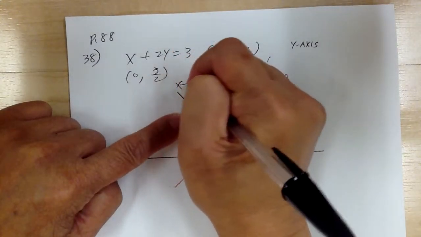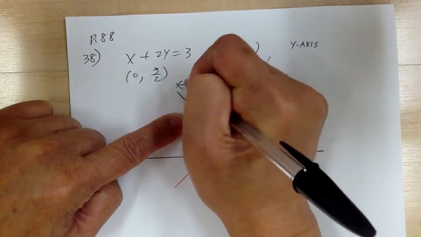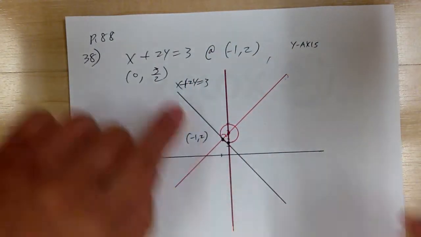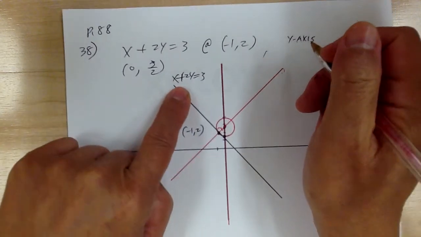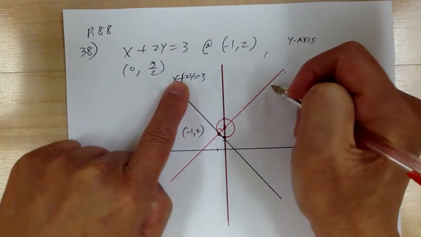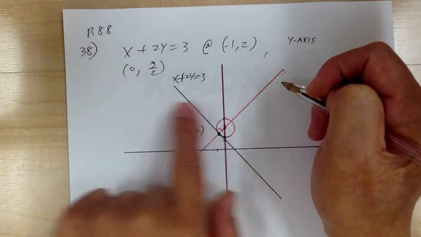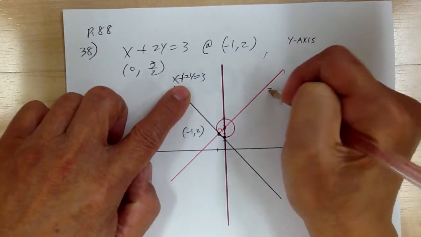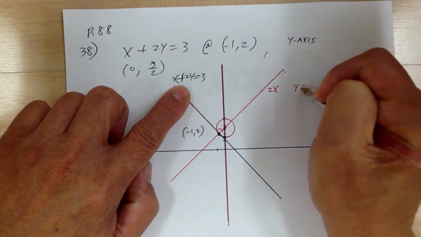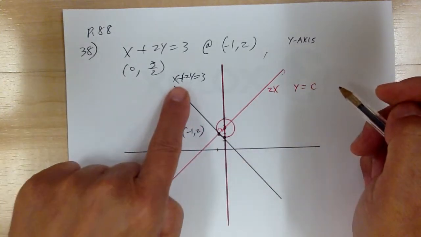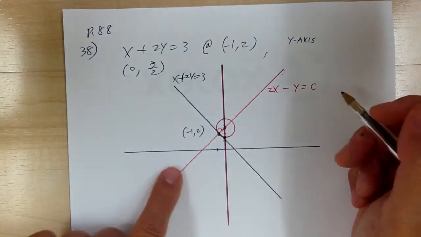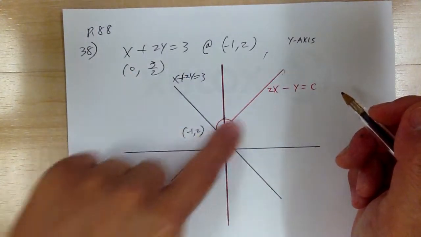So this is x + 2y = 3. For the perpendicular line, right away you're going to have the format. The two lines are perpendicular, so your slope is the negative reciprocal, so you have to switch the numbers. You're going to get 2x and y = c, and the plus will become minus. So you switch the number, change the sign, and that will be the equation for the perpendicular line.